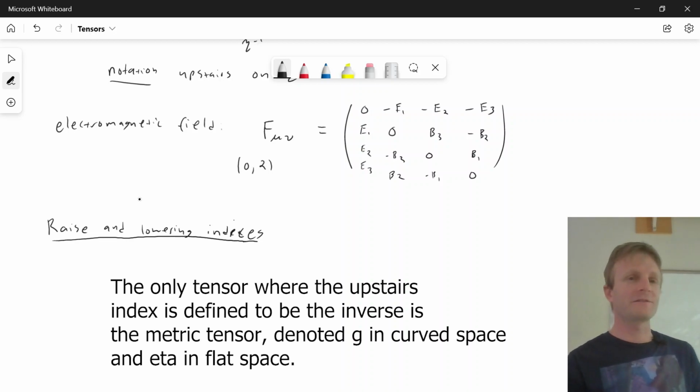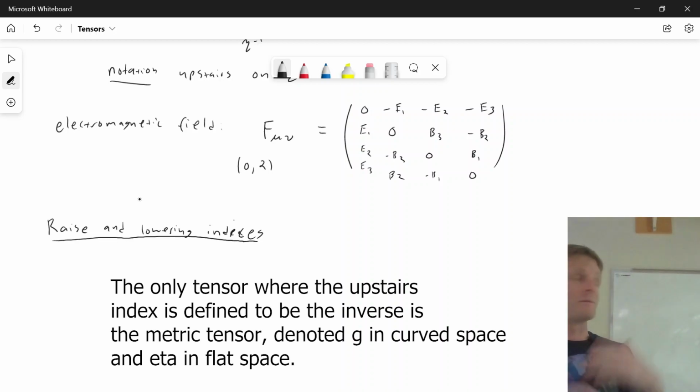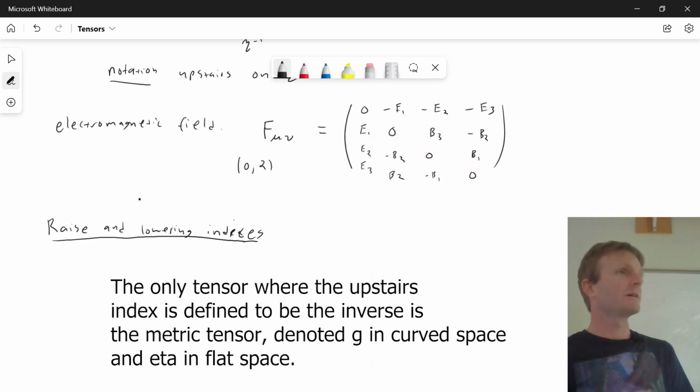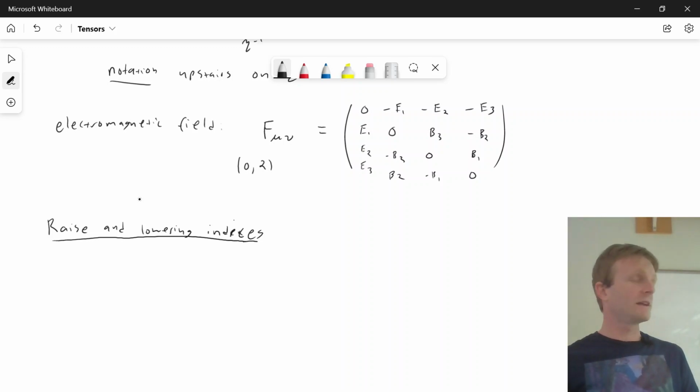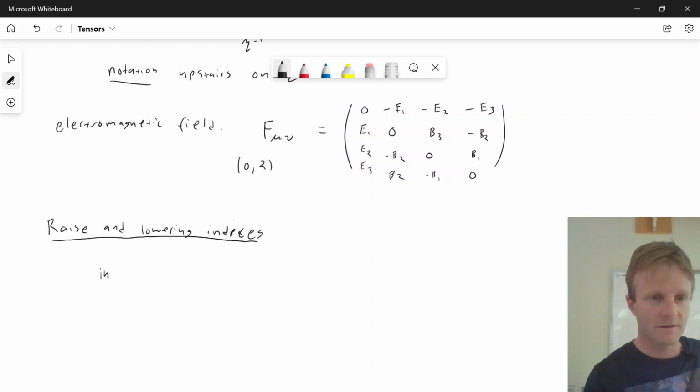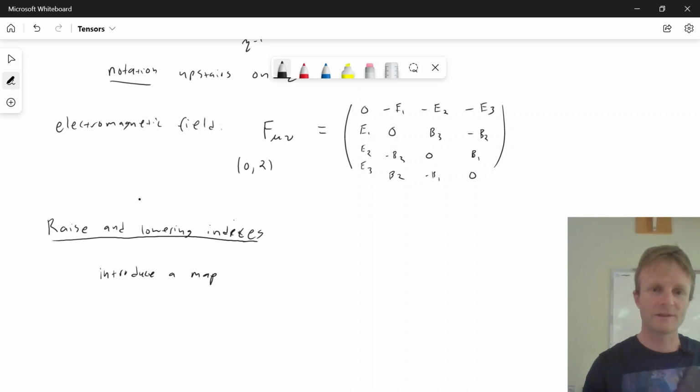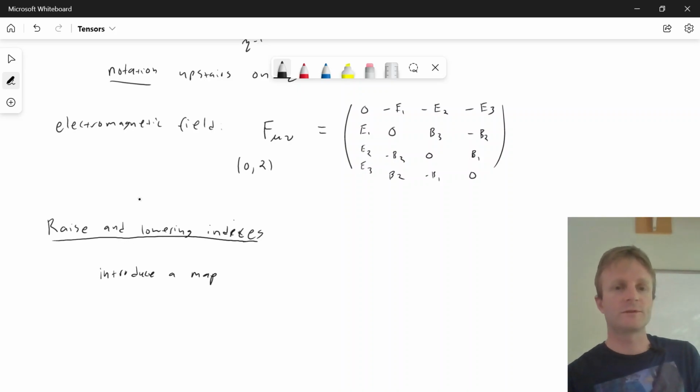For everything else, we now introduce, with much ceremony, a map between vectors and dual vectors, or one forms, or vice versa. Before, they were totally independent things. Now we're going to introduce a map. When you said G mu nu, do you mean eta mu nu? Yes, I certainly do. G is what we'll call it when it's curved. Thank you. Introduce a map from, let's say, duals to vectors.